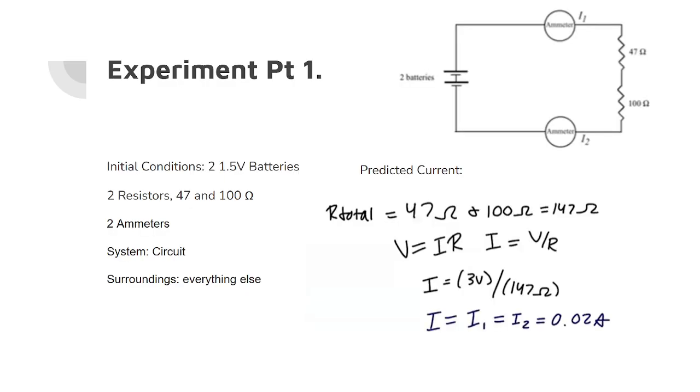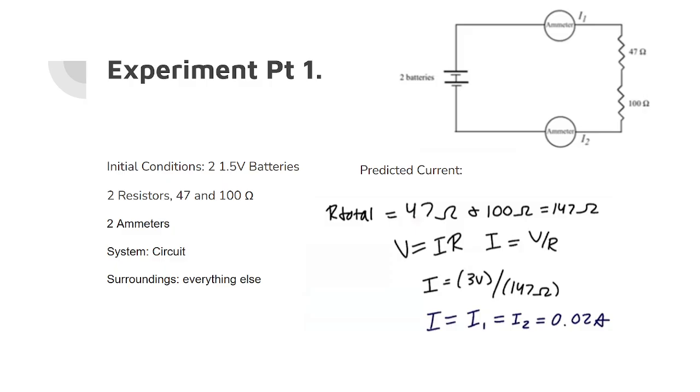So in the first part of the experiment, it was set up in the way that the picture in the top right details. The initial conditions were two 1.5 volt batteries, two resistors, 47 and 100 ohms, and two ammeters, where the system is the circuit and the surroundings are, well, the surroundings.